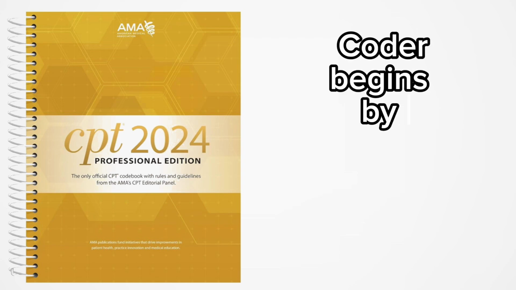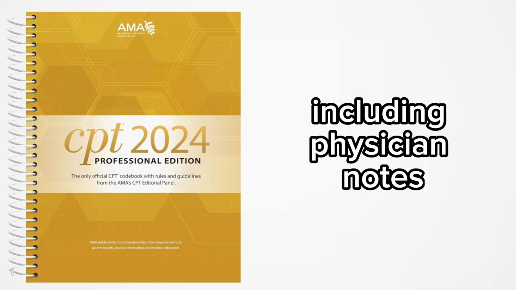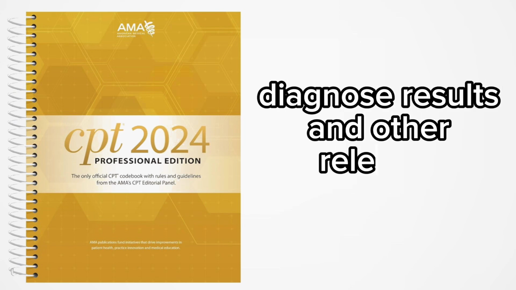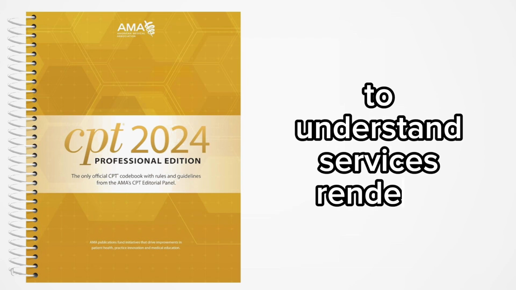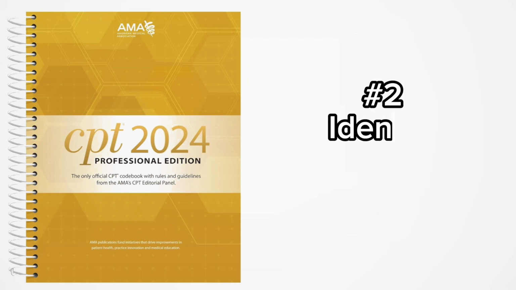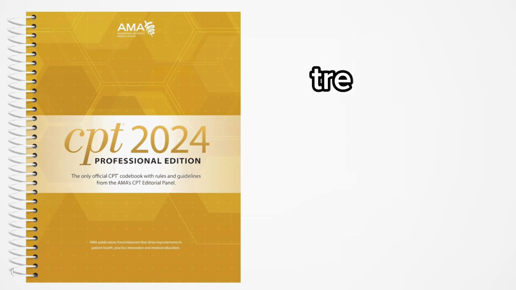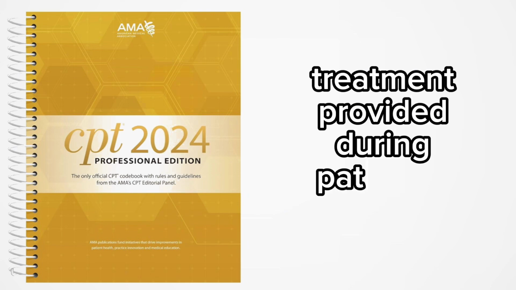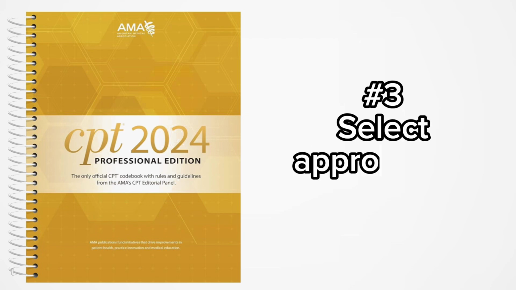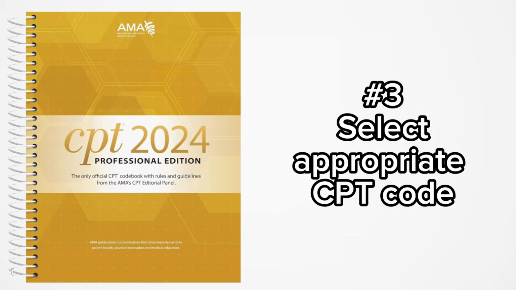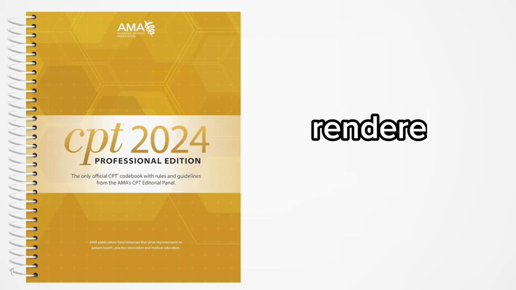The coder begins by reviewing the patient's medical record, including physician notes, diagnosis results, and any other relevant documentation to understand the services that were rendered. The next thing is for them to identify the specific service, procedure, and treatment that was provided during the patient's encounter. The next thing is to select the appropriate CPT code, based on the service that was rendered to the patient.